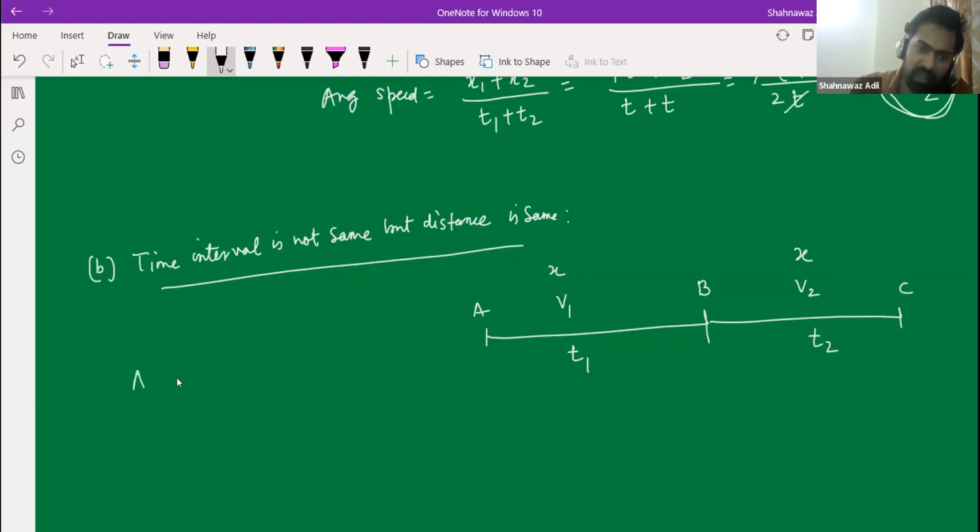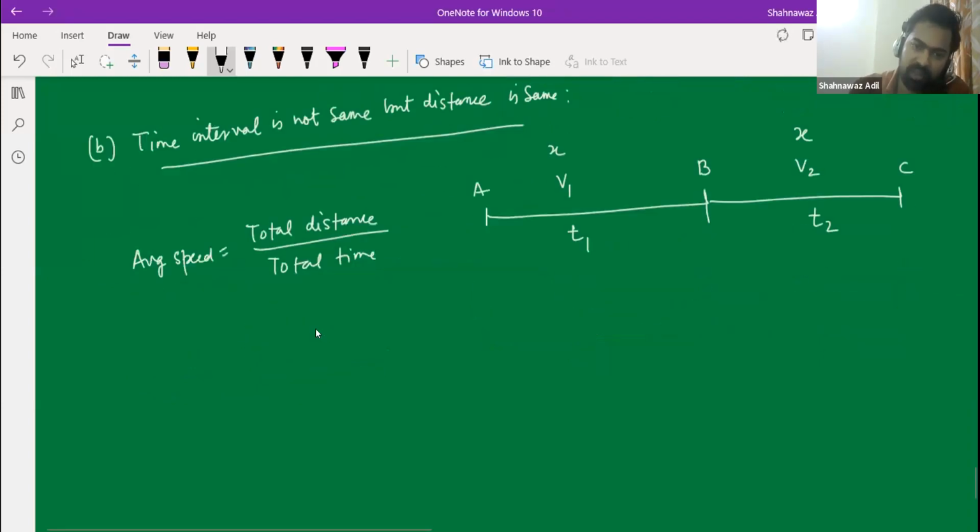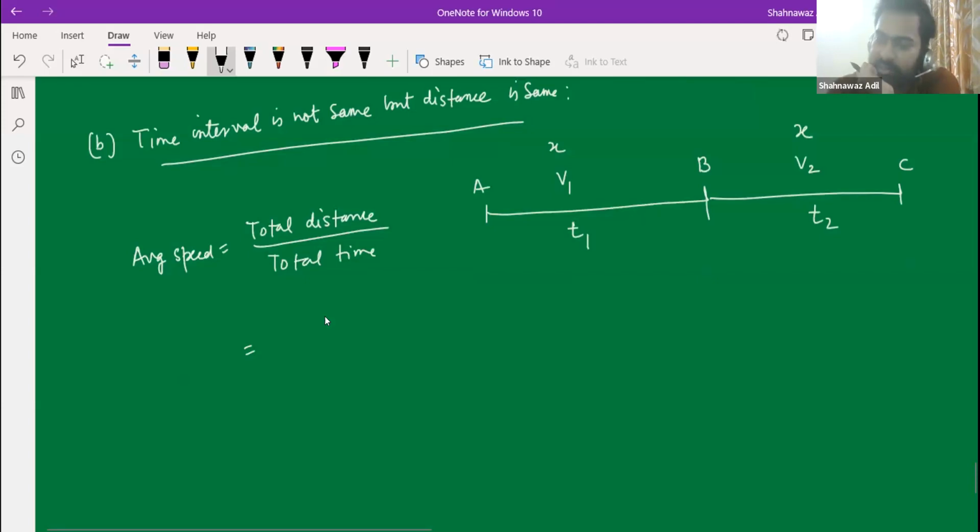Okay, so now let us find out the average speed. Average speed is total distance divided by total time. So what is the total distance? Total distance is X plus X, and the total time is T1 plus T2.